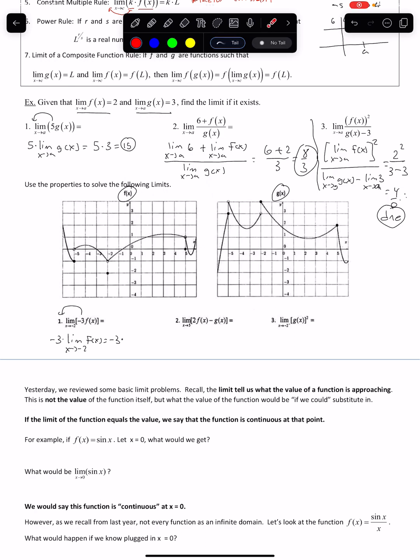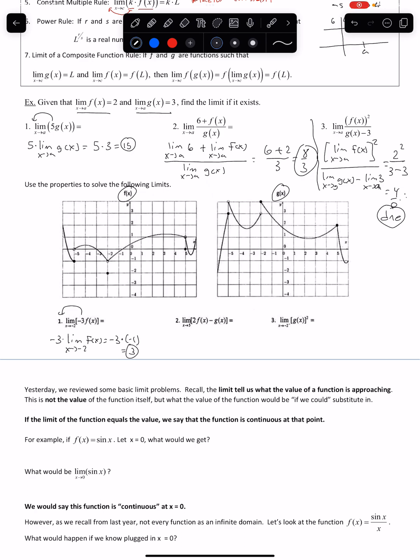Negative 3 times f of x is approaching at negative 2. Be very careful. At negative 2, from the right, we're approaching negative 1. And from the left, we're approaching negative 1. So this is just negative 1. So we just get positive 3 there.